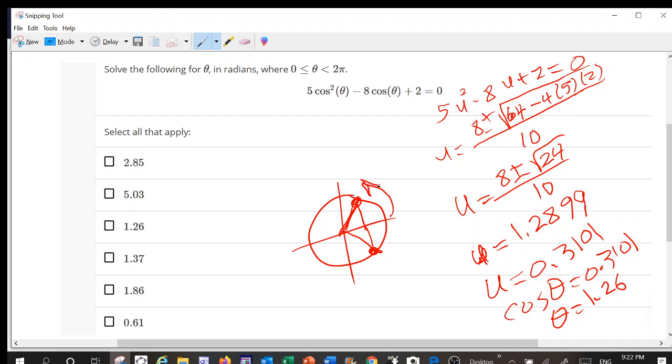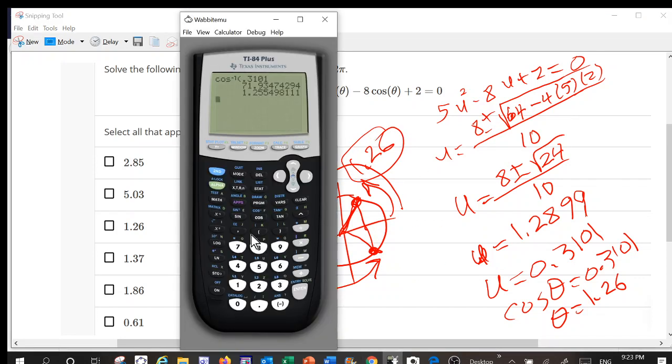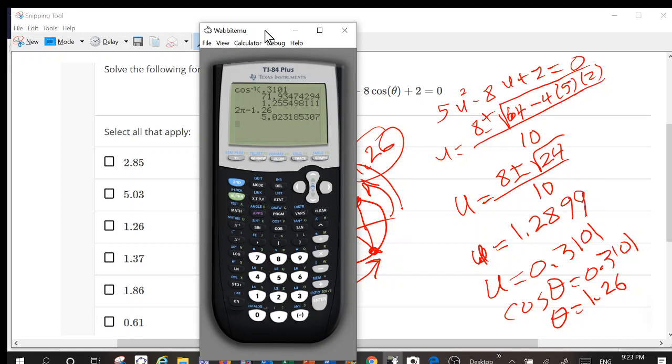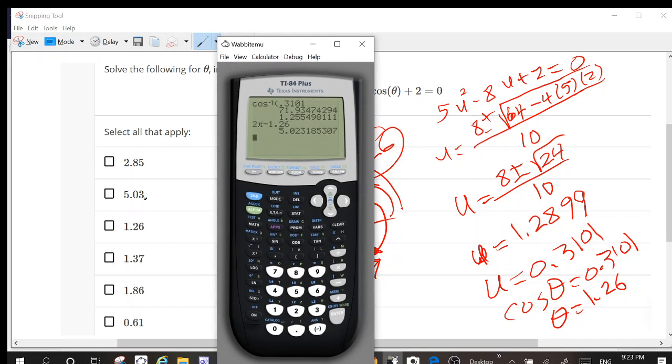So if this is 1.26, then what is this one? Well, that would be 2 pi minus that. And what is 2 pi minus that? Let's see. What is 2 pi minus 1.26? It's like 5.023 something. It's that one right there.